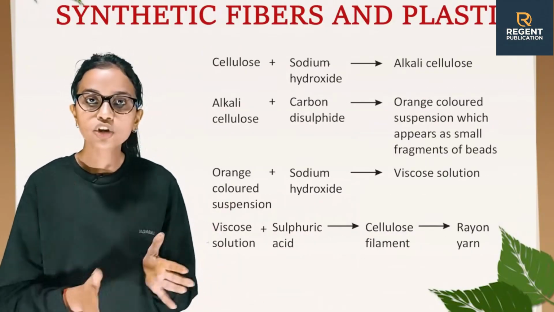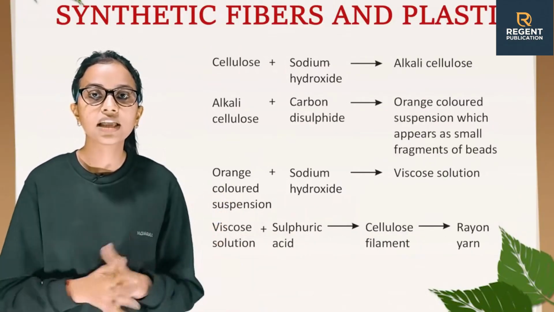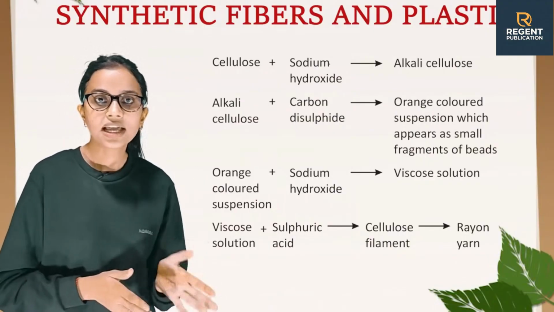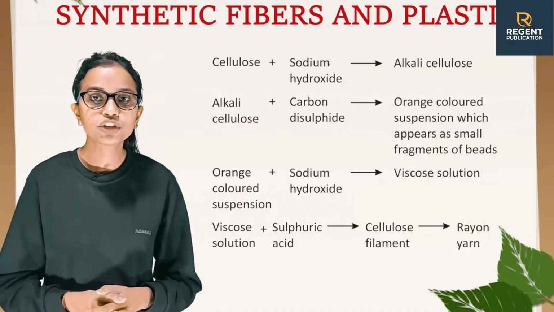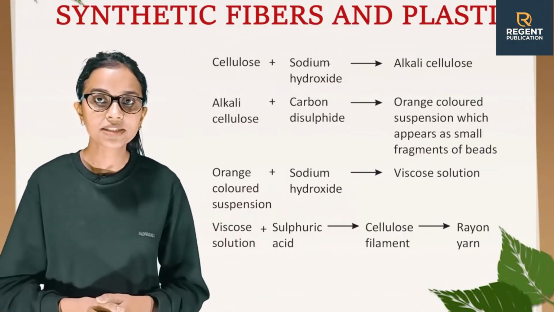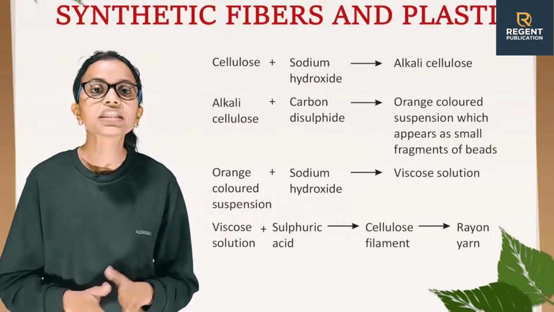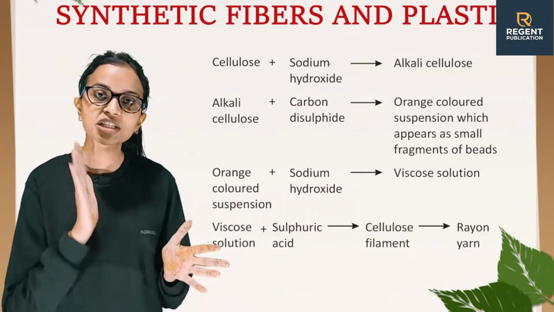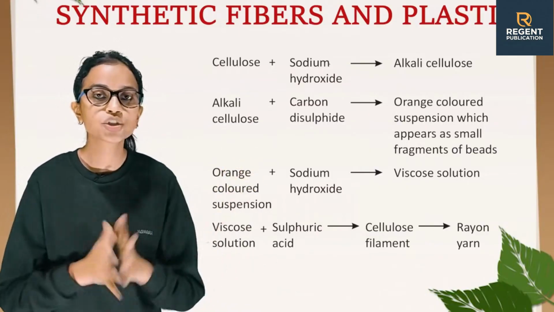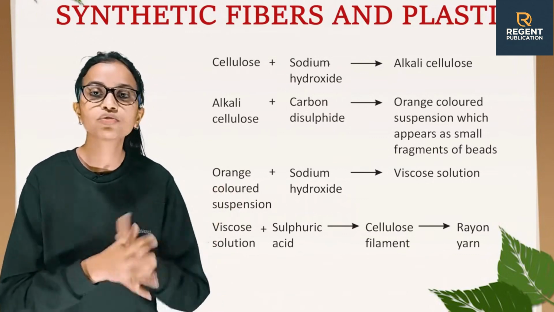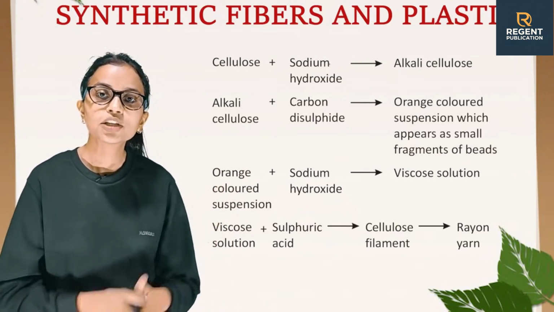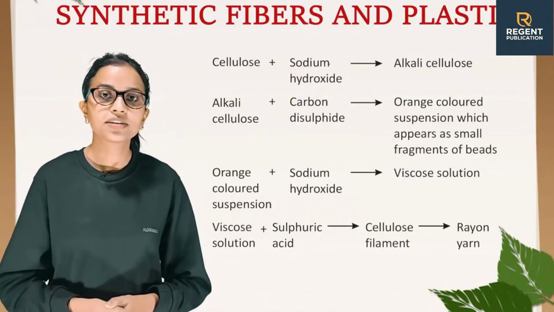Cellulose plus sodium hydroxide gives alkali cellulose. Alkali cellulose plus carbon disulfide gives an orange colored suspension which appears as small fragments of beads. Now, the orange colored suspension plus sodium hydroxide gives viscose solution. Viscose solution plus sulfuric acid gives cellulose filament, and again cellulose filament gives rayon yarn.